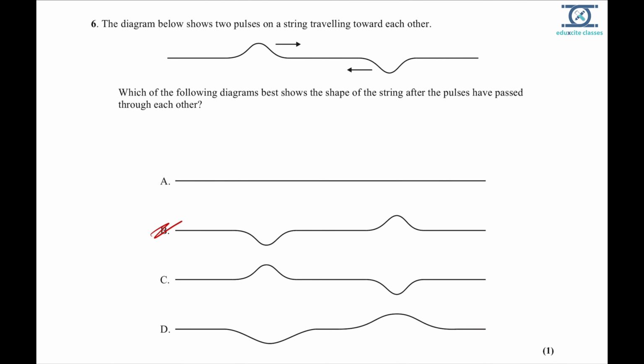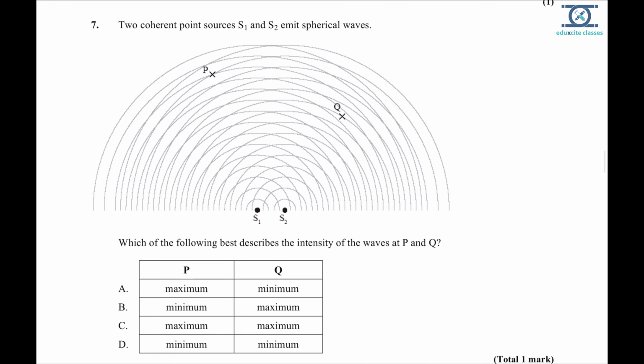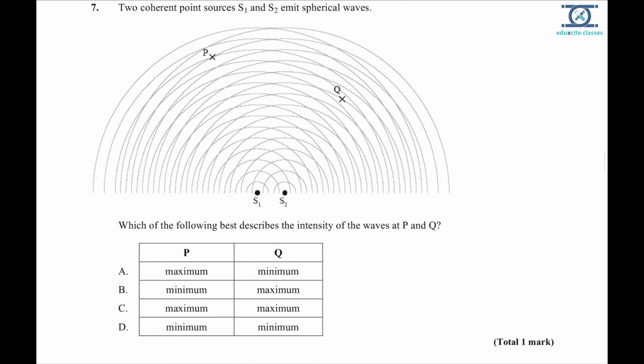You can watch various types of simulations that are available. Okay, so option B. The two coherent sources. Now S1 and S2 are coherent. Coherent means they have the same frequency and they are identical sources, and they have a constant phase difference or path difference. Which of the following best describes the intensity at P and Q? So when you say these two coherent sources, these are either the crest or the trough.